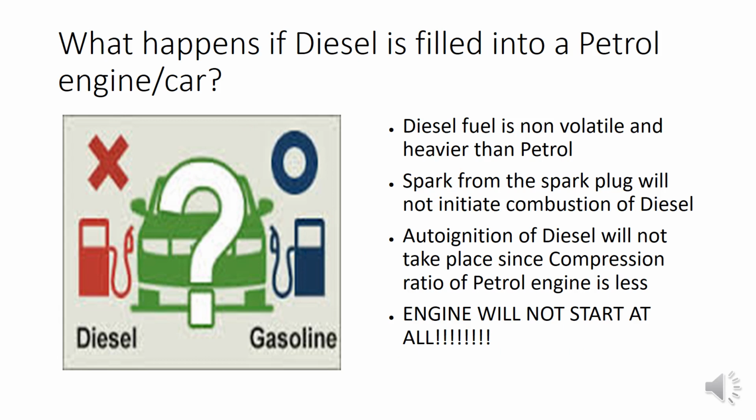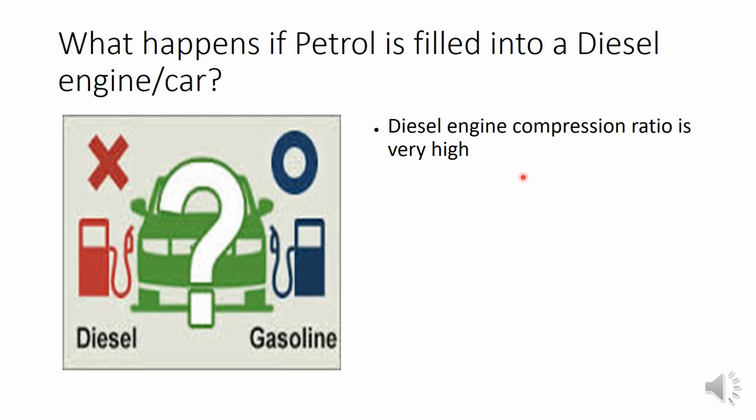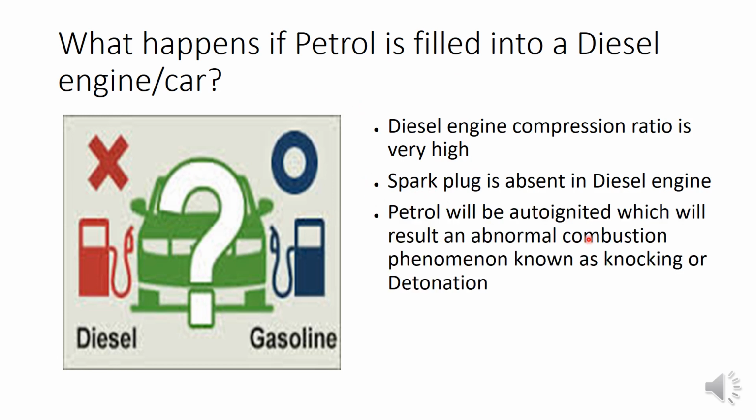Now what if the reverse takes place? That is, what happens if you fill petrol in a diesel car? Our car is a diesel engine and you are filling petrol into that. So what is the peculiarity of a diesel engine? In diesel engines the compression ratio is very high, 16:1 to 20:1, and there is no spark plug; instead a fuel injector is there. Petrol will auto ignite because this very high compression ratio produces very high pressure and temperature.